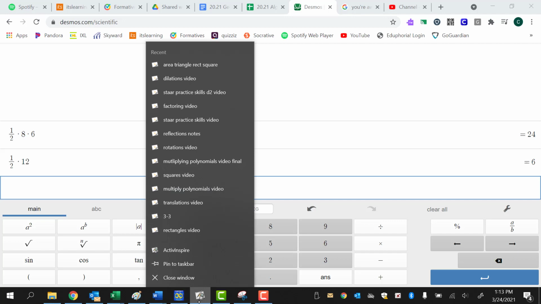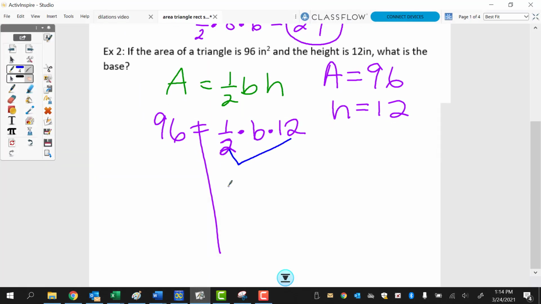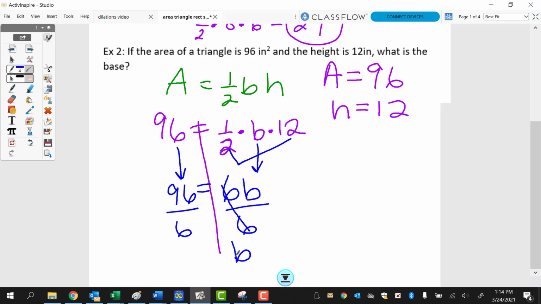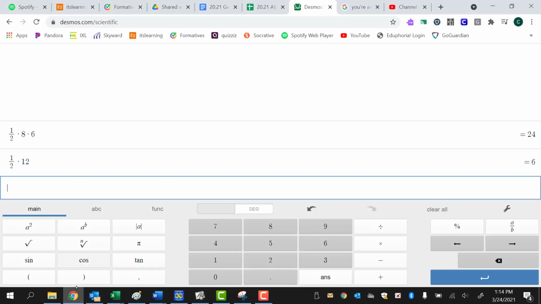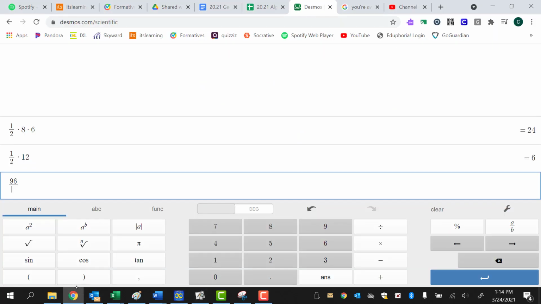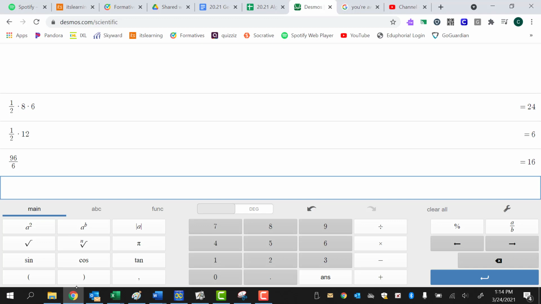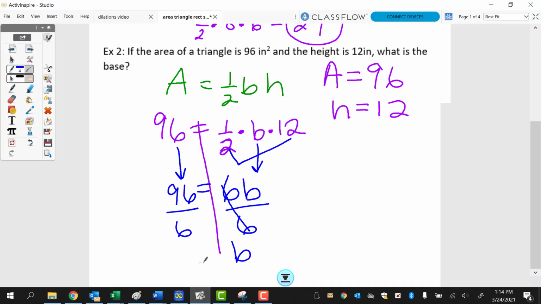So I'm going to put 6, and then I'm going to bring down that B and bring down the 96. To get B alone, I just have to divide by 6. Goodbye, 6. We're left with B. 96 divided by 6, we type 96 divided by 6. Enter. It's 16. So that means my base, what I just solved for, is 16.